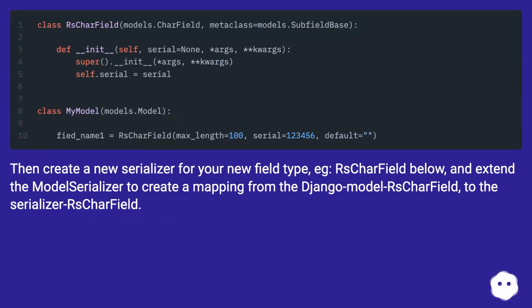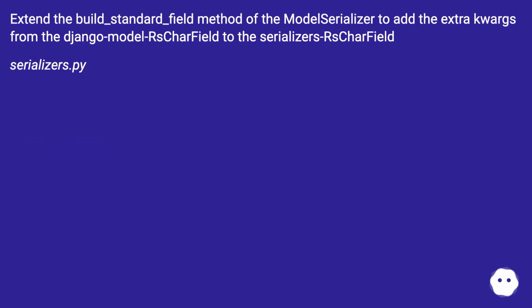Then create a new serializer for your new field type, for example, Asha field below, and extend the model serializer to create a mapping from the Django model Asha field to the serializer Asha field. Extend the build_standard_field method of the model serializer to add the extra quirks from the Django model Asha field to the serializer's Asha field. Serializers.py.